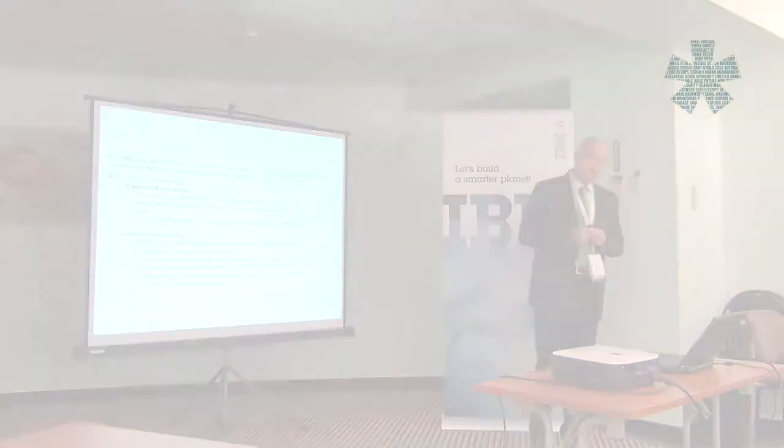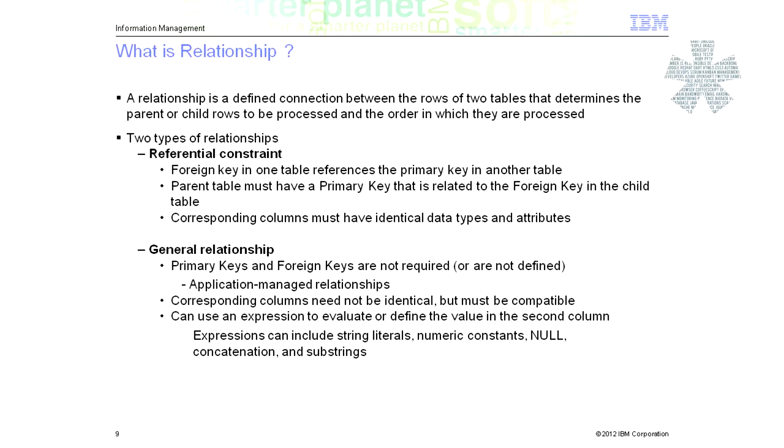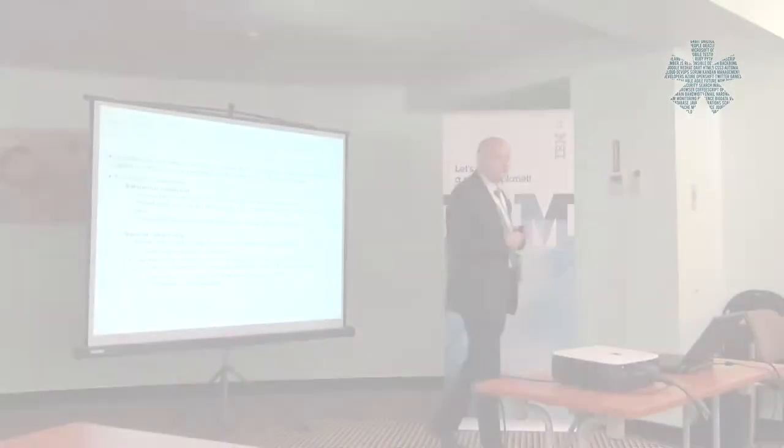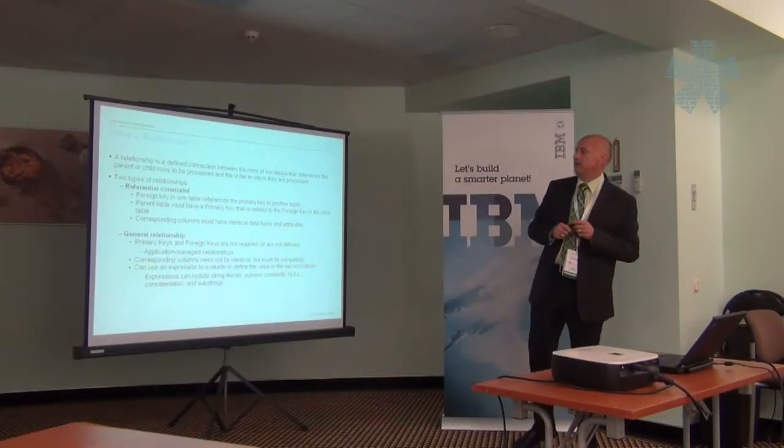What are relationships? A relationship is a defined connection between two rows of two tables that determines the parent or child rows to be processed and the order in which they are processed. About processing of rows for test data management, we will speak later.